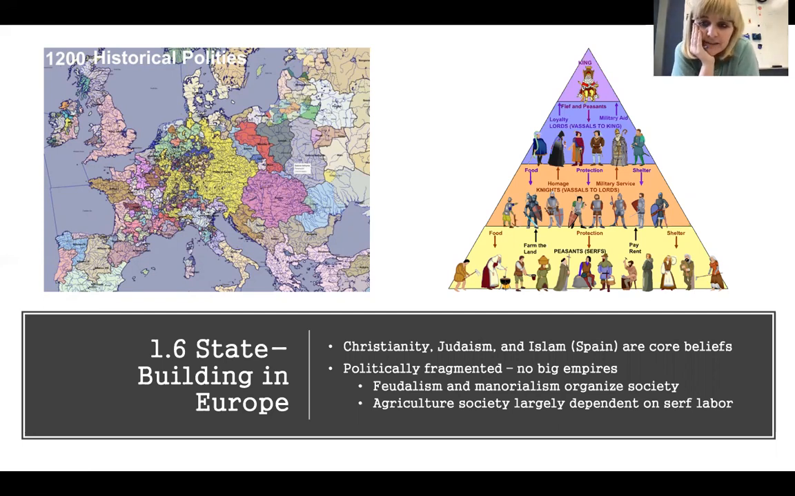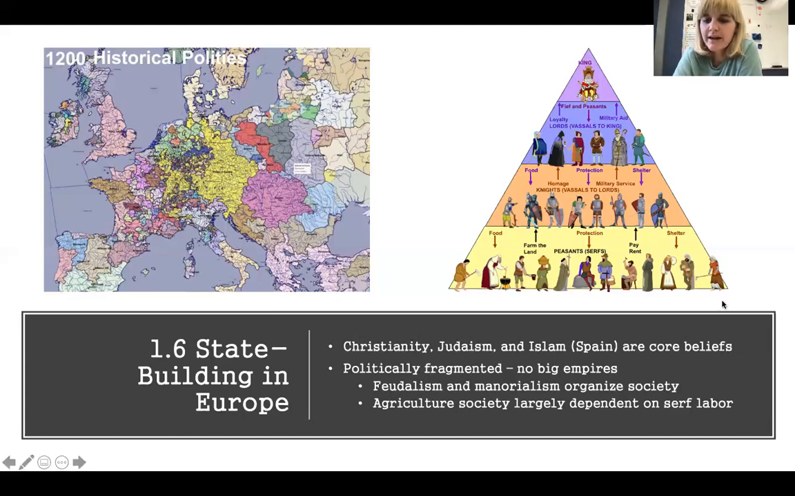These are the core beliefs, and they tend to reinforce the society here. So the society is, again, broken up. It's decentralized. It's fragmented. You have a king at the top, and the vassals and lords answer to the king, then the knights, and then the peasants. The peasants do all the work. The peasants are not free. If you are born a peasant in feudal Europe, you will die a peasant in feudal Europe. This agricultural society is largely dependent on this serf labor.